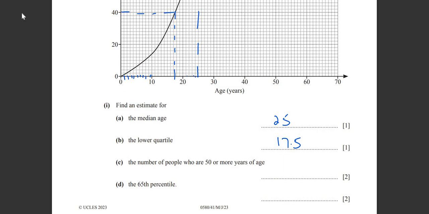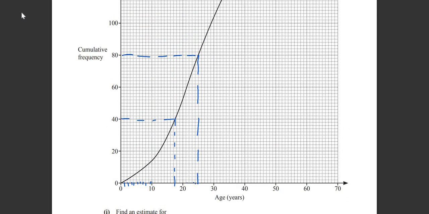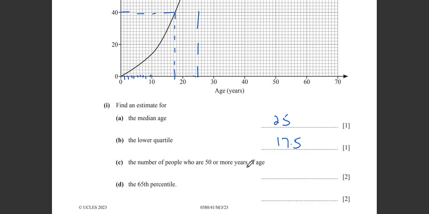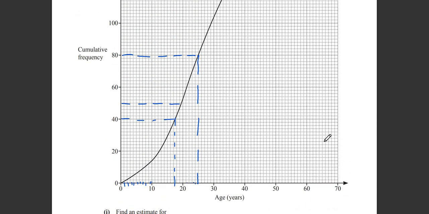Next question says the number of people who are 50 or more years of age. So look, 50 is over here. The age goes 2, 4, 6, 8, 10, 12, 14, 16, 18, 20. So 50 is going to be 42, 44, 46, 48, 50 over here. Oh, my bad. Sorry, it says the number of people who are above the age of 50. So you will go over here. My bad.